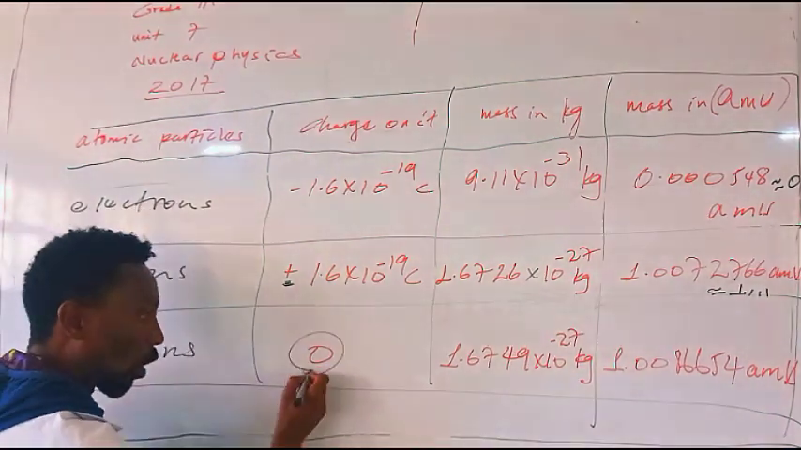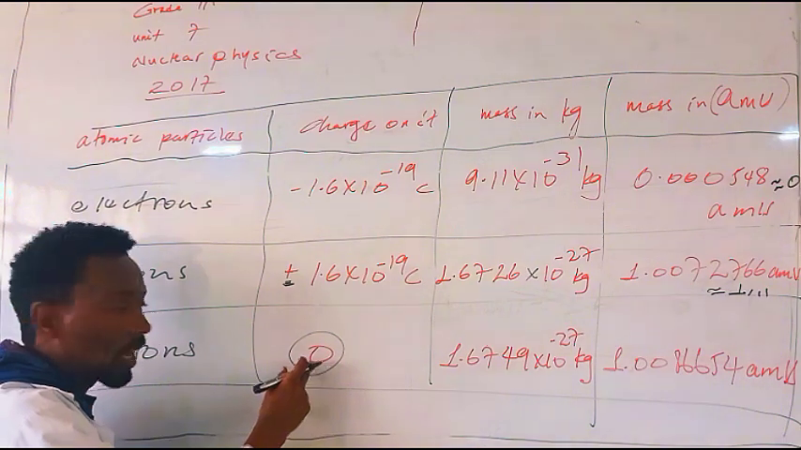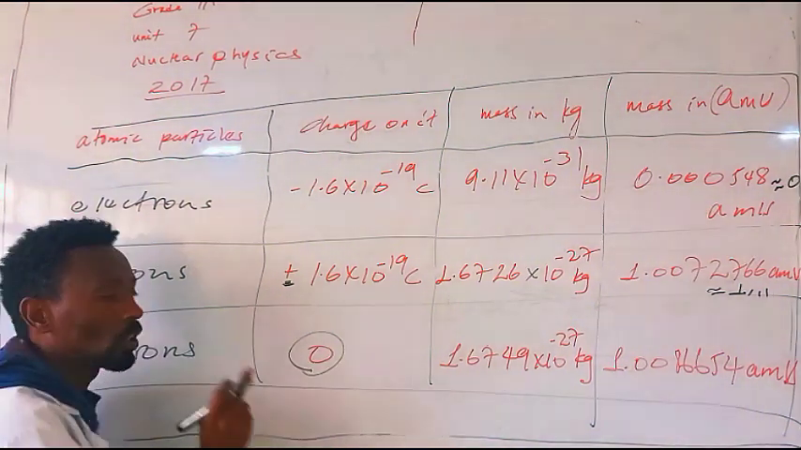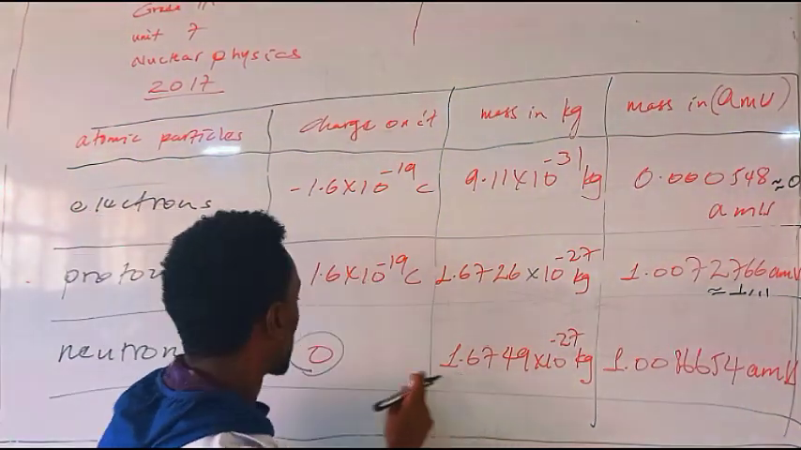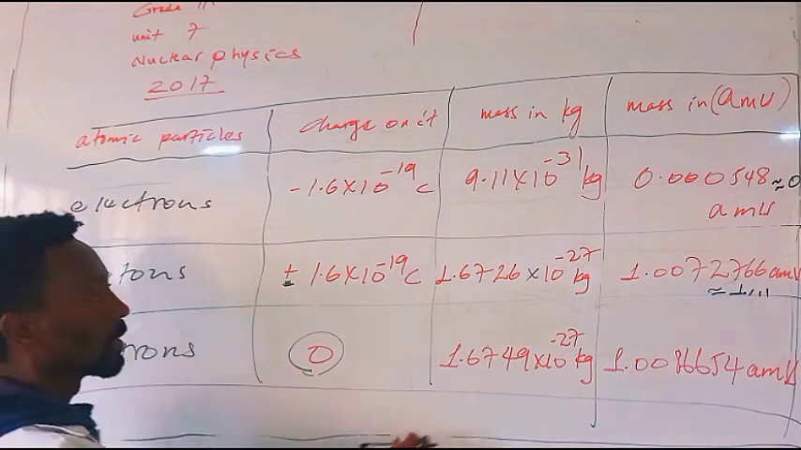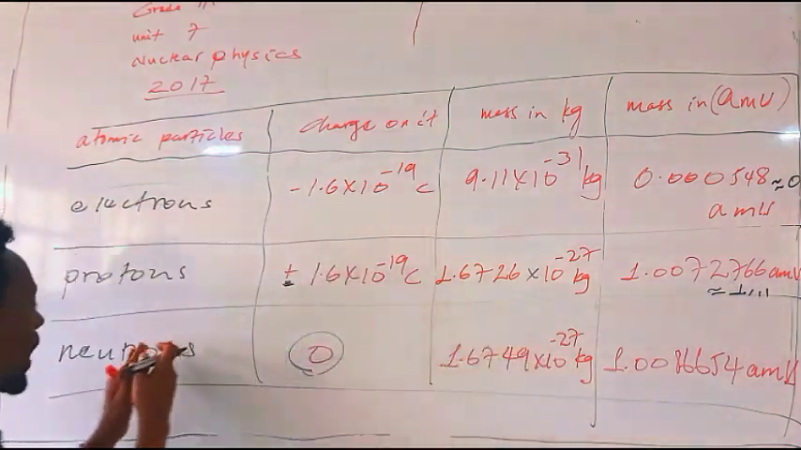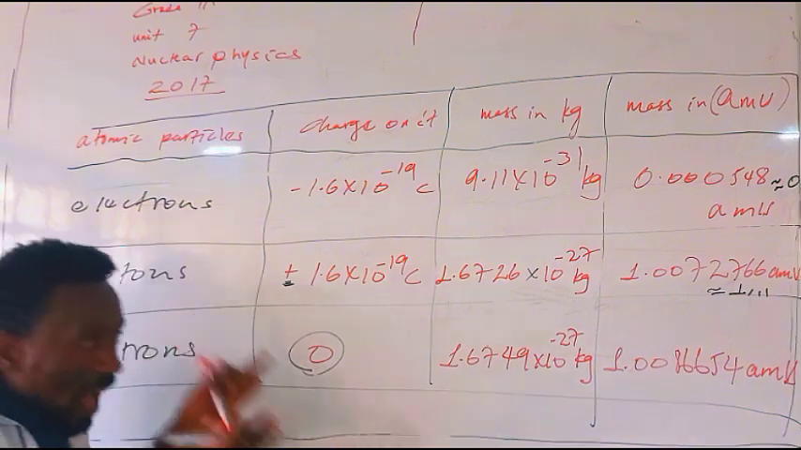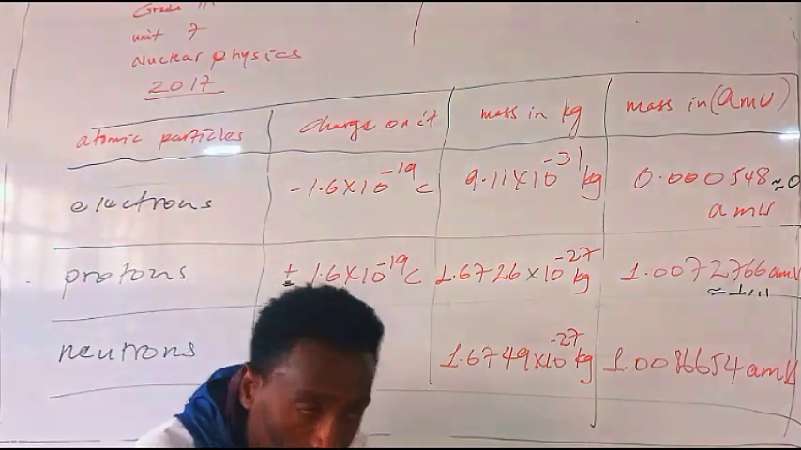But on a neutron there is no charge. The charge is zero on the neutron. That charge does not exist on the neutron. Neutron has no charge.